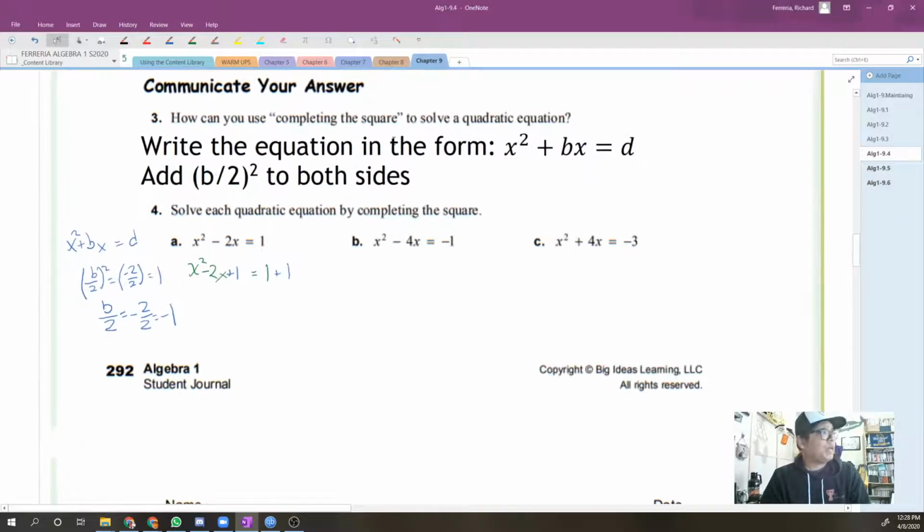Here's what we're going to do. We're going to add +1 to both sides. And that +1 is that b over 2 squared. If you add +1 to both sides, you'll notice that on the left side, you've created a perfect square polynomial. And the right side is just 1 plus 1, which is just 2.